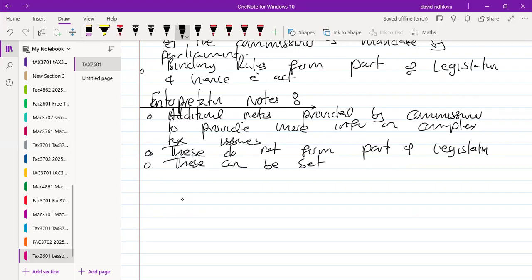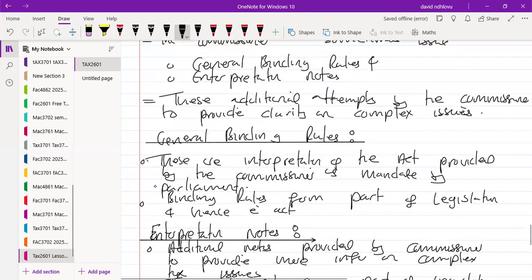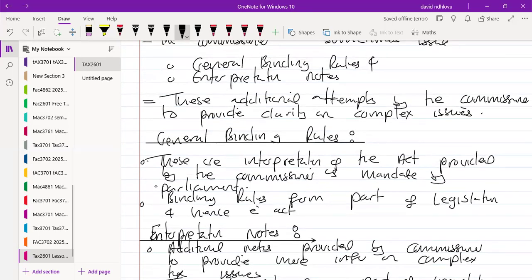It's just a guide. So if you don't agree with the commissioner, you can say, I don't agree with this, then let's put it aside. Let's look at other ways in which we can try and address this, but I don't want to look at the notes. But the general binding rules now form part and parcel of the Act.